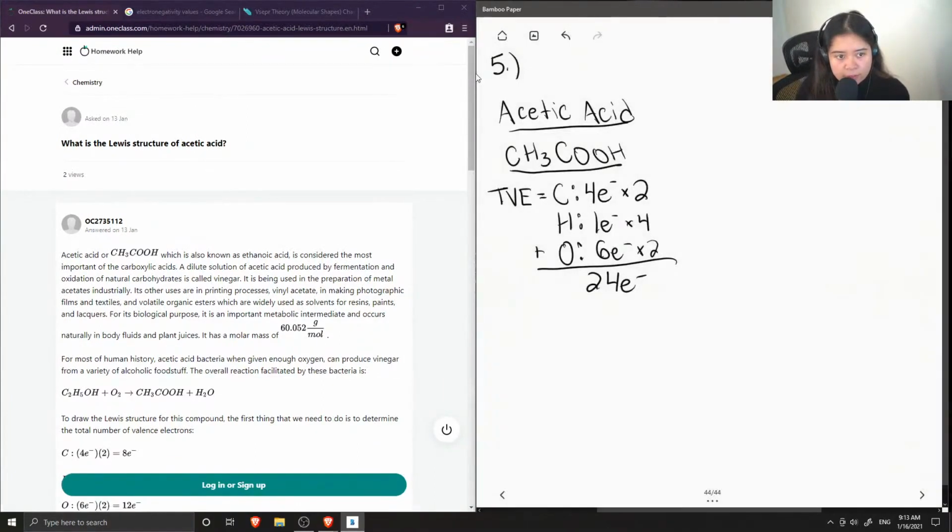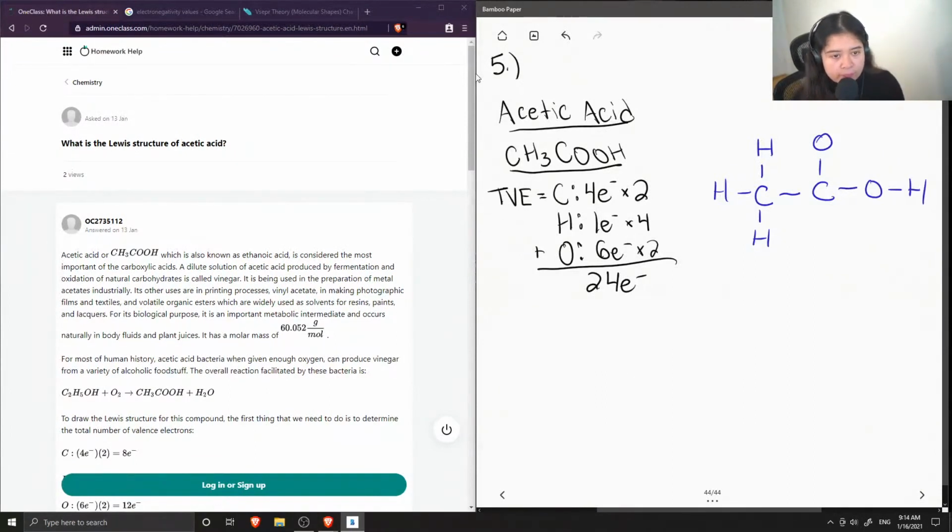So first, let's draw our 2 carbons with a single bond. And then I'll just make one of my carbons have the 3 hydrogens single bonded. And then my other carbon, let's see what happens if we have the following structure, where it is single bonded to 2 oxygens and the hydrogen.